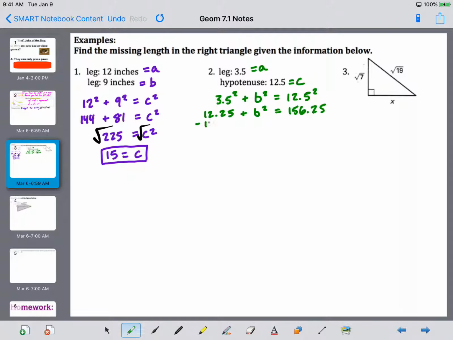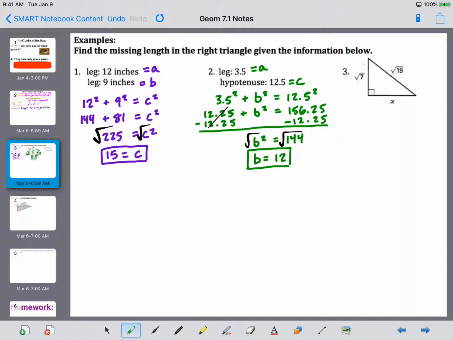Now what we need to do is subtract that 12.25 from both sides so we can get b by itself. So these cancel, and we end up with b squared equals 144, which is what you get when you subtract those. If we square root both sides, we'll get b by itself, and it ends up being 12. So that worked out kind of nice.